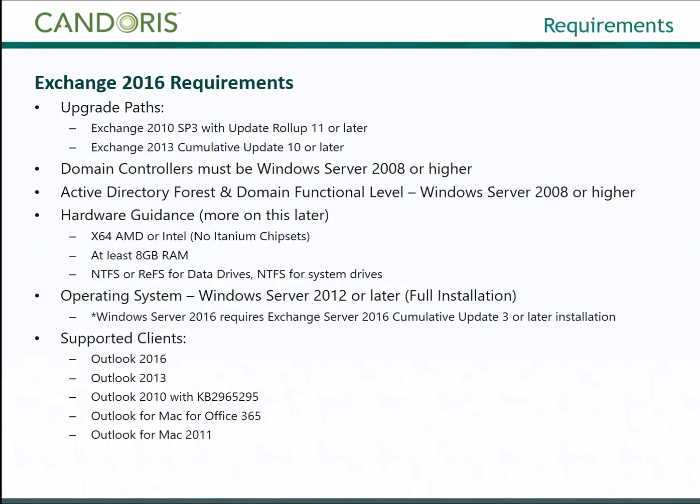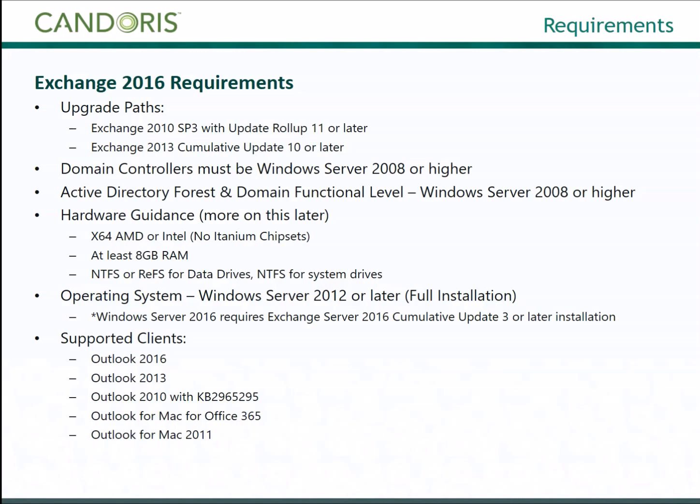In order to migrate from a previous version of Exchange, you must meet the minimum system and environment requirements. Upgrade paths include direct migration capability from Exchange 2010 Service Pack 3 with Update Rollup 11 or later, or Exchange 2013 Cumulative Update 10 or later. If you are migrating from Exchange 2007 or 2003, you'll first need to migrate to Exchange 2010 or 2013 before attempting to migrate to Exchange 2016.